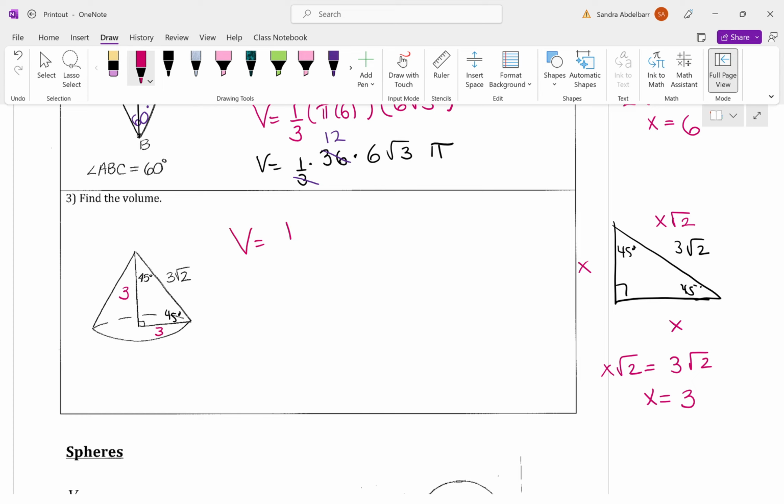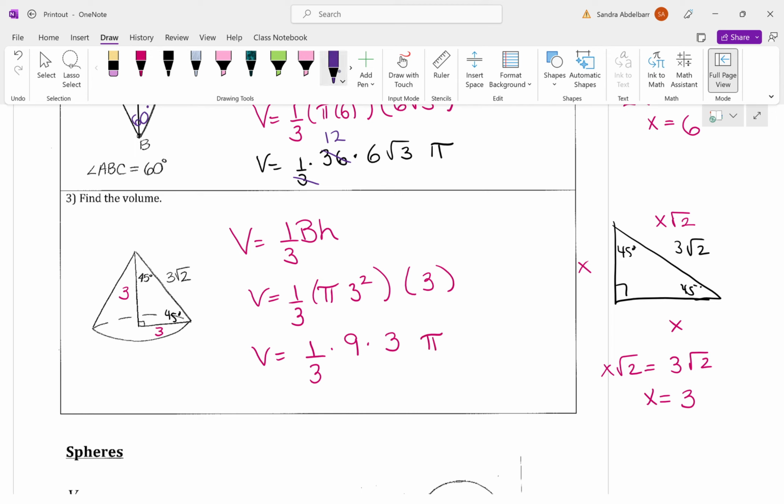The volume is going to be 1/3 area of the base times the height. So we're 1/3 pi 3 squared times 3. So we're 1/3 times 9 times 3 times pi. I'm going to cancel out these 3's, so our volume is 9 pi units cubed. All right, so that is the end of cones.